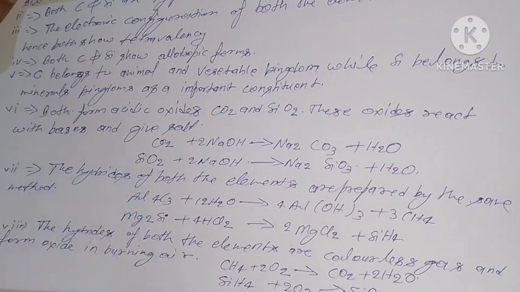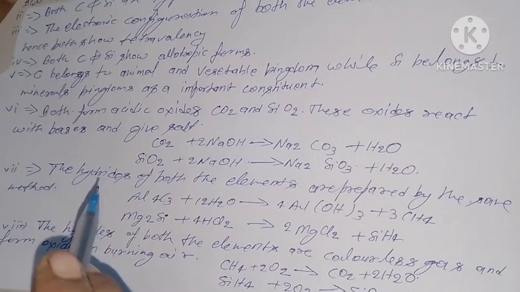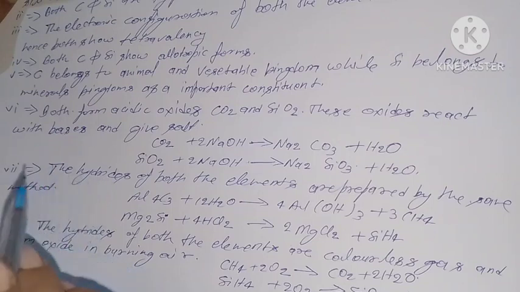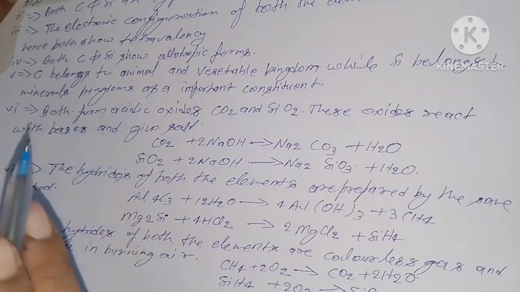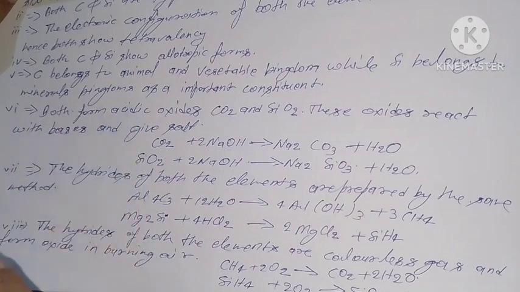Both form acidic oxides, CO2 and silicon dioxide SiO2. These oxides react with bases and give salt. The hydrides of both the elements are prepared by the same method. The hydrides of both the elements are colorless gases and form oxides on burning in air. Both form the same type of hydrides.